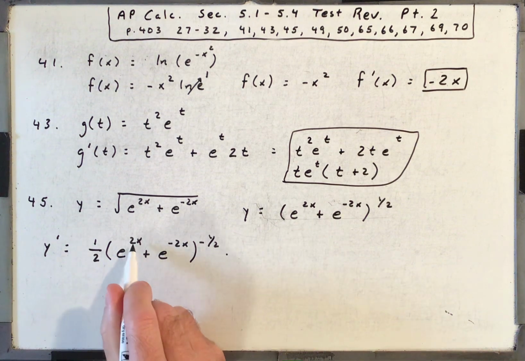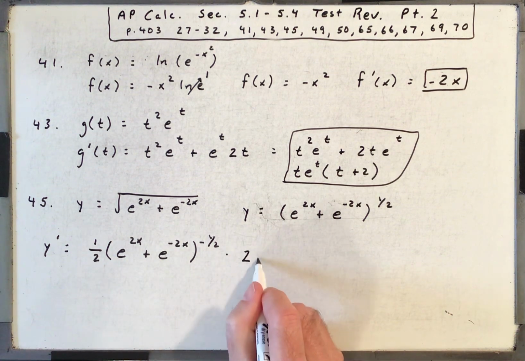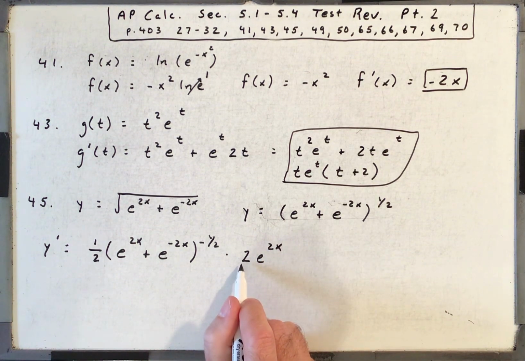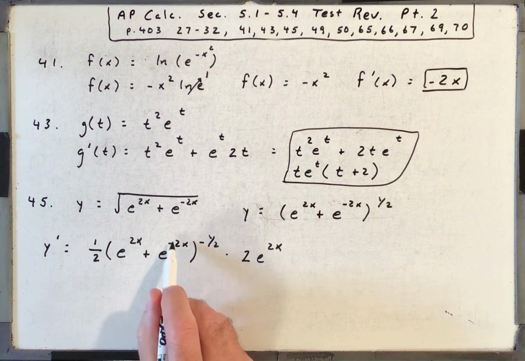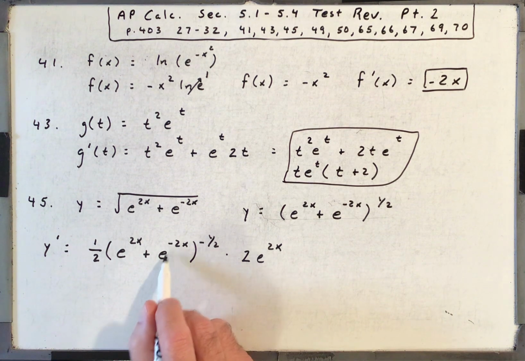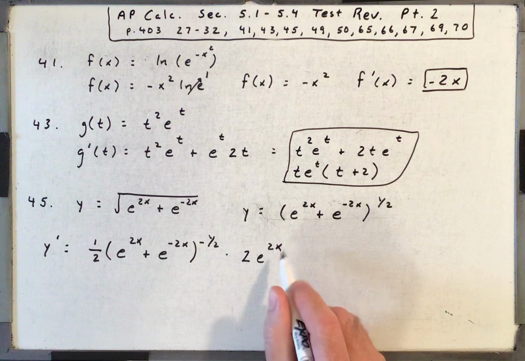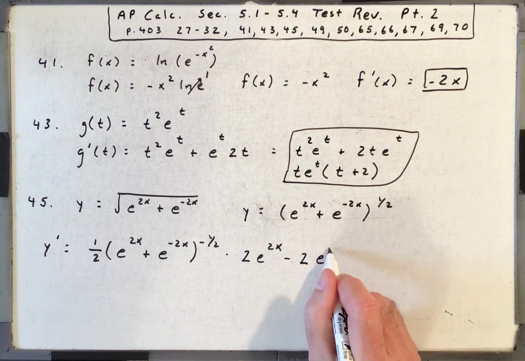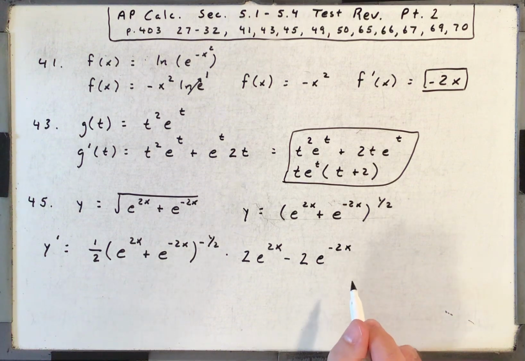So the derivative of e to the 2x is 2e to the 2x, so e to the 2x times 2. And then the derivative of e to the minus 2x is negative 2e to the minus 2x, right? So e to the negative 2x times negative 2. So that would be minus 2e to the minus 2x.